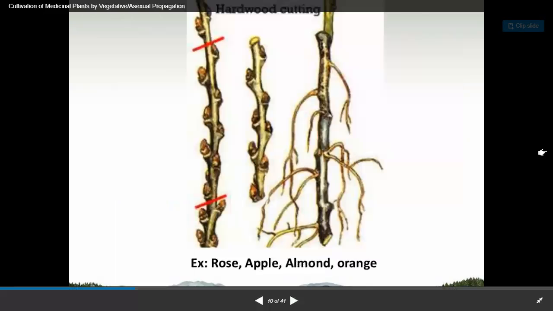Here you can see another example. In the case of rose, in the case of almond, or in the case of orange, how we are going to cut the woods, right?